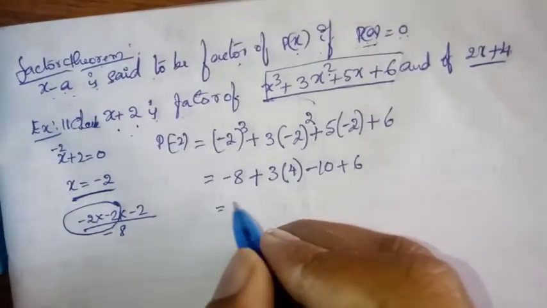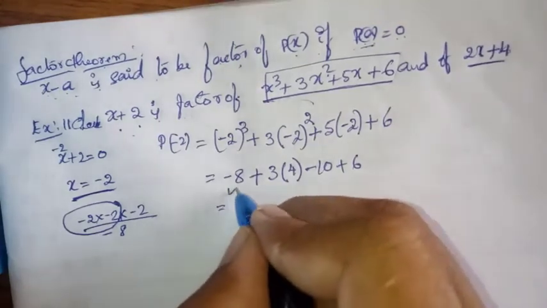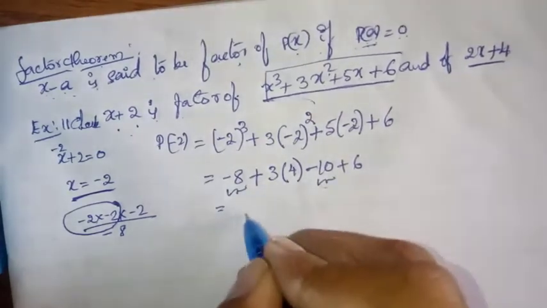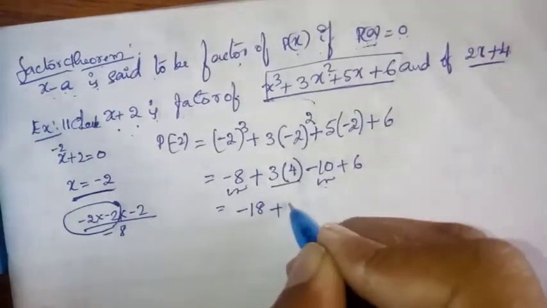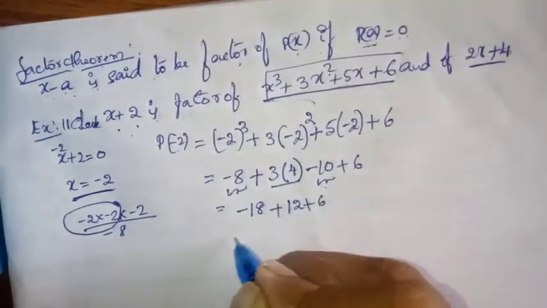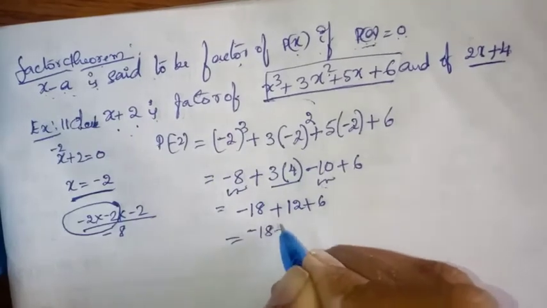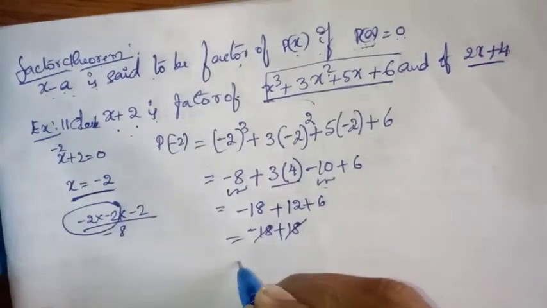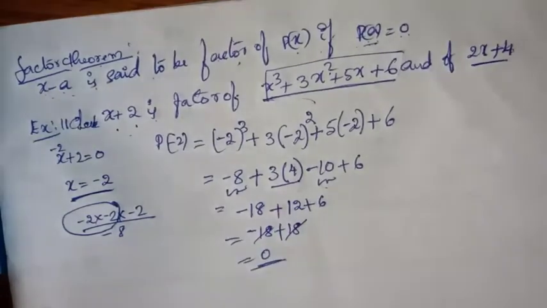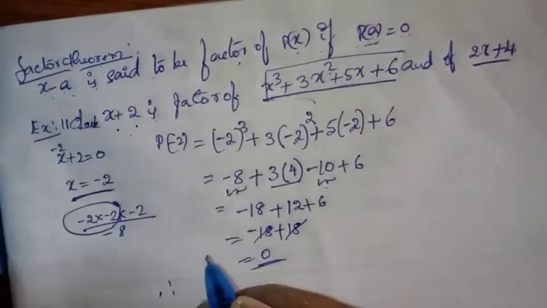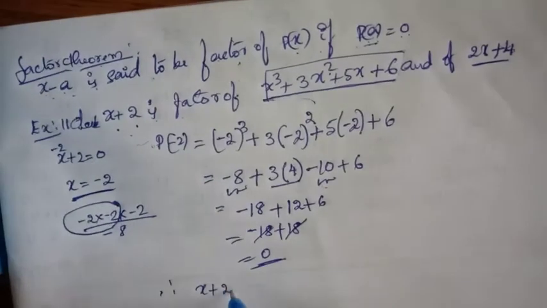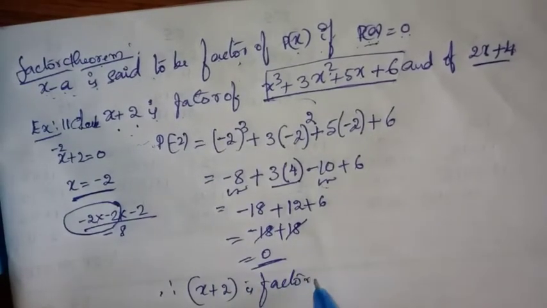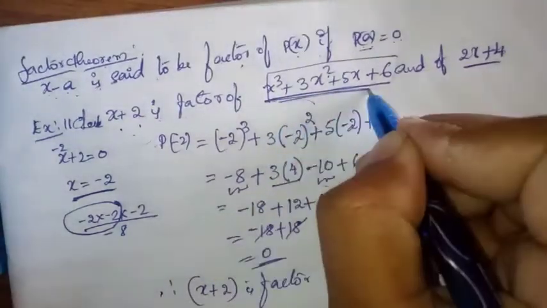Simplify. Here, minus 10 minus 8, total minus 18, plus 12 plus 6, that is 18. Minus 18 plus 18 get cancelled, which means the remainder is equal to 0. Therefore we say that x plus 2 is a factor of this polynomial. Okay?